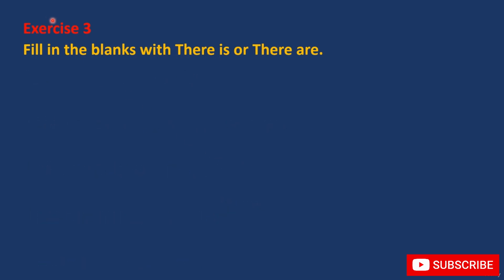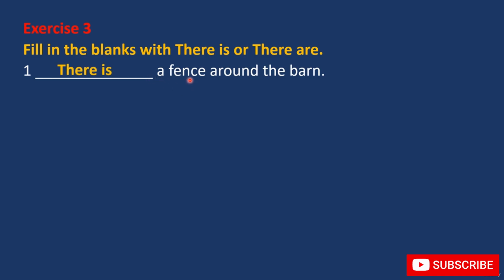Let's move into exercise 3. In exercise 3, I need you to fill in the blanks with there is or there are. Again, there is with singular and there are with plural. A fence around the barn. Yes, there is or there are. Excellent. There is a fence around the park. Perfect. Trees along the road. There is trees or there are trees.